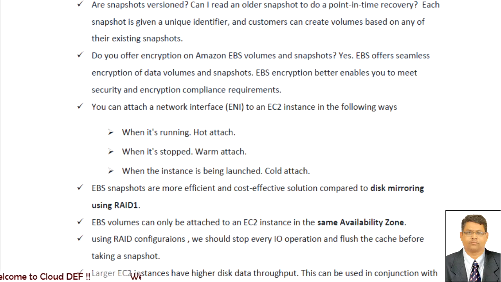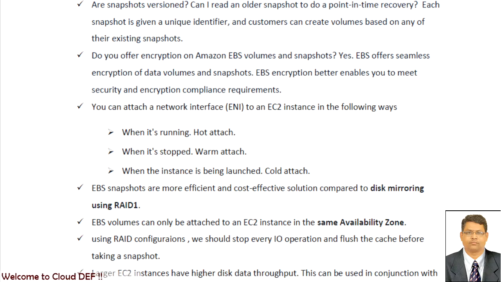You can attach a network interface (ENI) to an EC2 instance in the following ways: when it's running, hot attach; when it's stopped, warm attach; when the instance is being launched, cold attach. EBS snapshots are a more efficient and cost-effective solution compared to disk mirroring using RAID1.